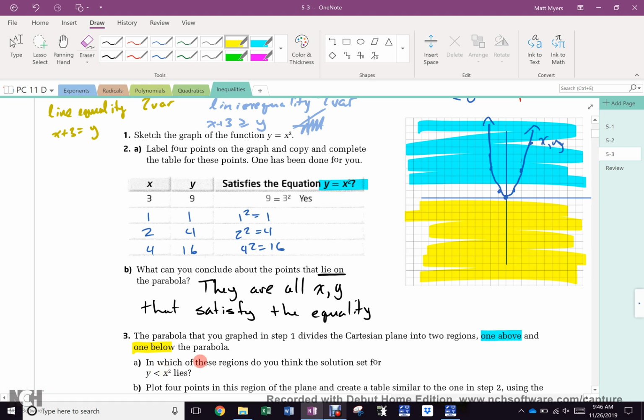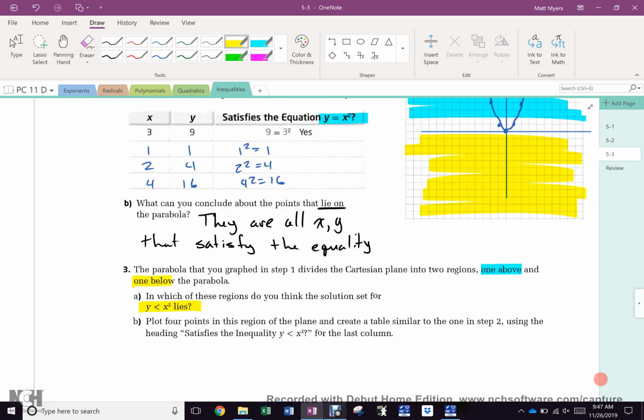Let's do this. Let's read about this first. In which regions do you think this solution lies? Where would y be less than x squared? Would that be yellow or blue? Yellow. Everybody agree? Okay, so let's take 4 points from the yellow section and see if it works. So here's my yellow section. Somebody name 4 points.